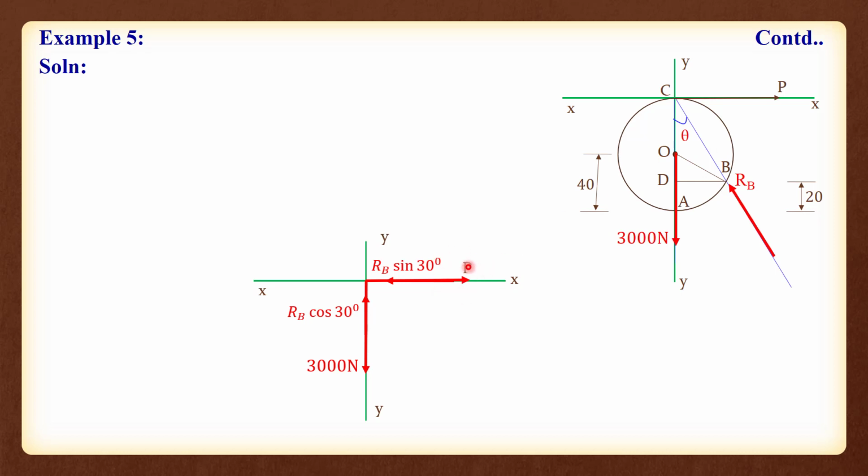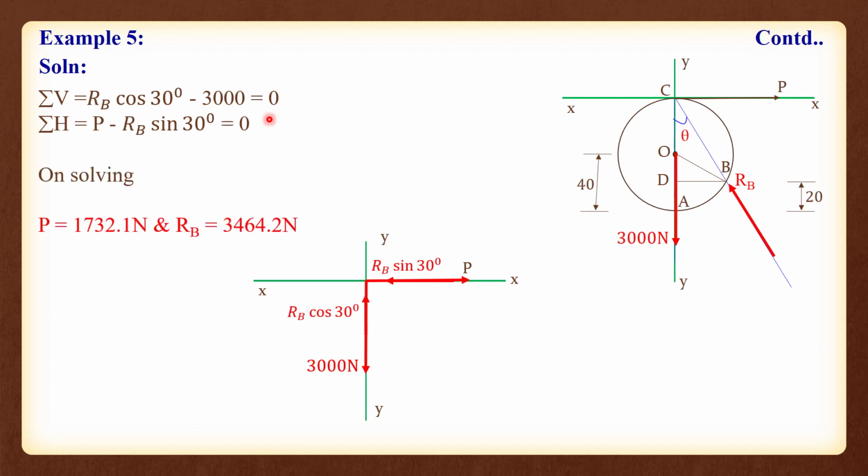Right. Now we will apply the equilibrium condition since the object is in equilibrium. Sigma V is equal to 0. We have two vertical forces. One is acting upwards and another one is acting in the downward direction. So RB cos 30 minus 3000 will be equal to 0. And sigma H will be P minus RB sin 30 is equal to 0. Now solving these two equations, we can find out P as 1732.1 Newton and RB is equal to 3464.2 Newton.